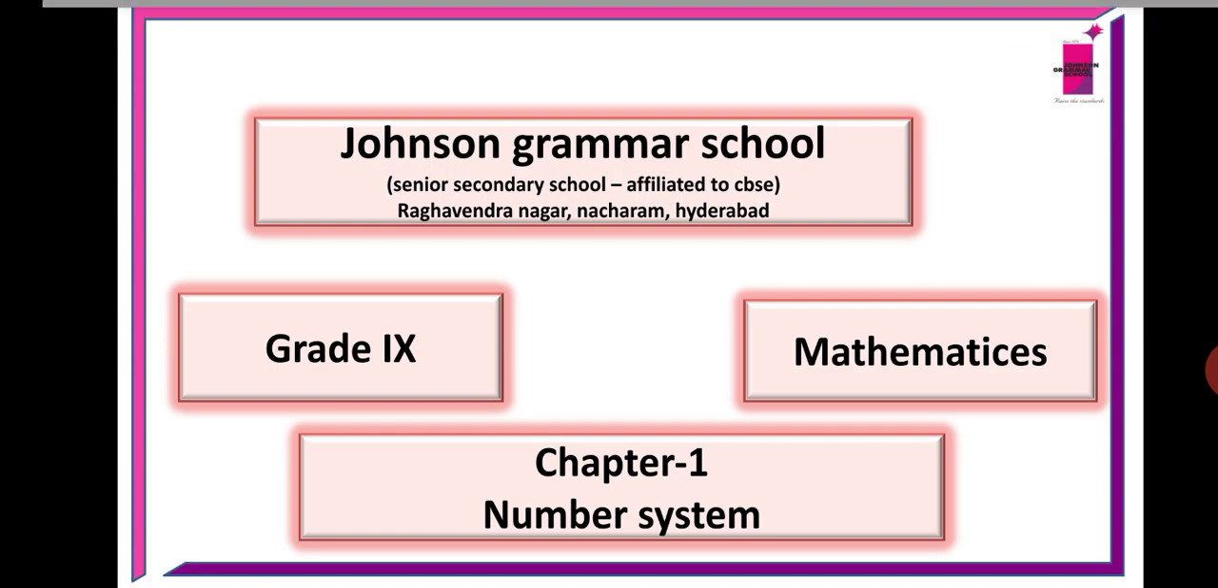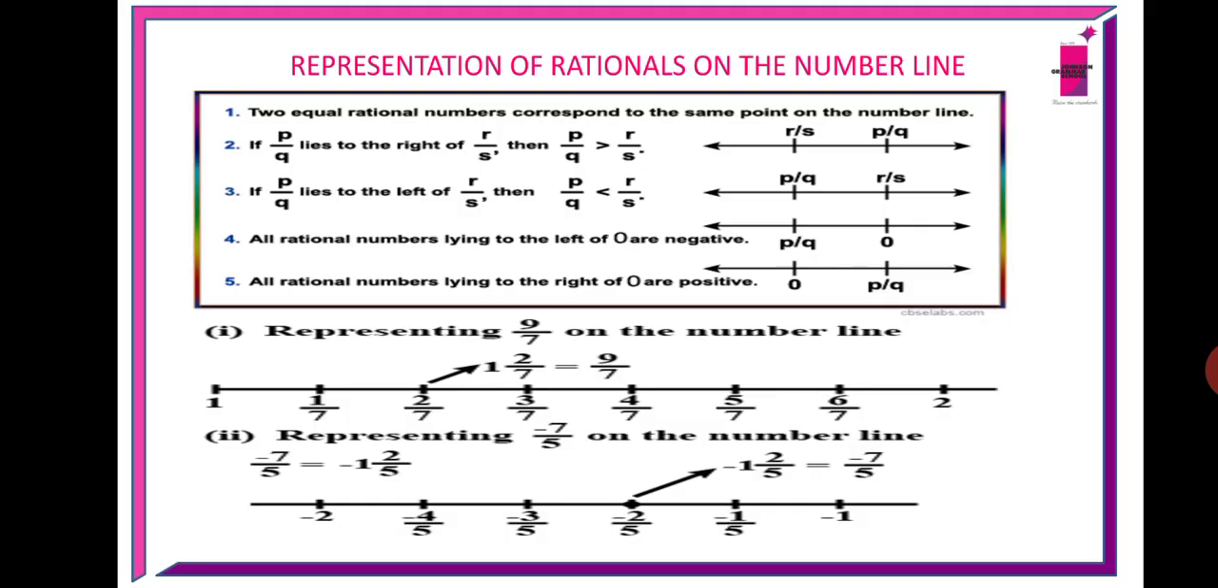In this session, we are going to learn about how to represent rational numbers on a number line. You can see these are the norms, the ground rules, to represent any number on the number line. Two equal rational numbers correspond to the same point on the number line.